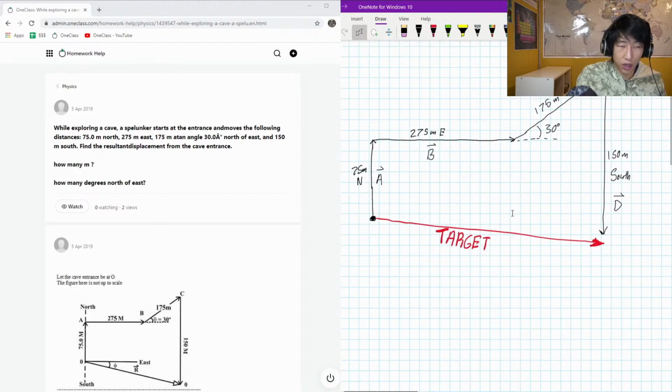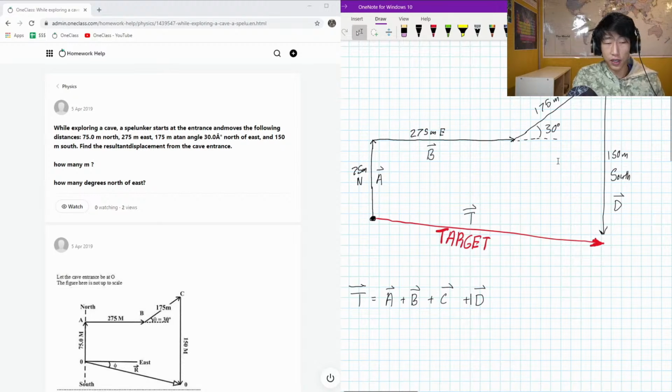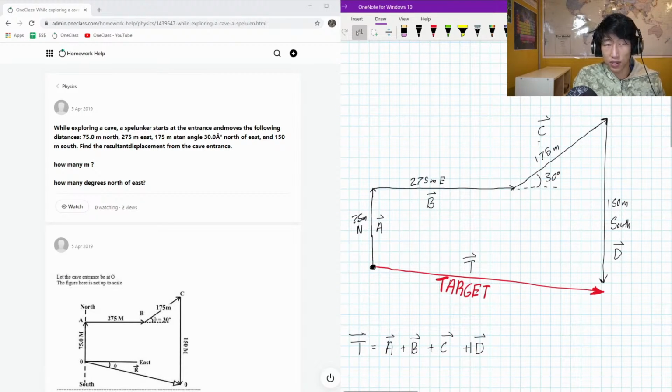Let's call this T for target. We know that the value T as a vector is going to be the vector sum of A plus B plus C plus D. Conveniently, a lot of these vectors are perfectly in the north-south or east-west direction. But this C vector is northeast, so it's going to be a little bit more difficult to deal with.